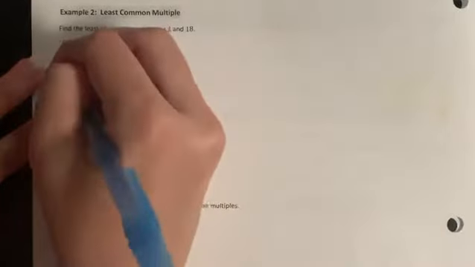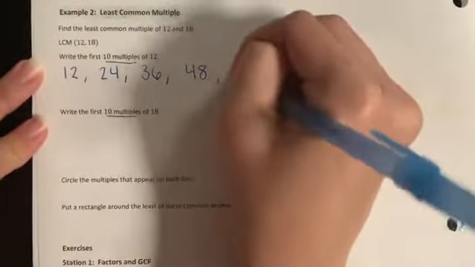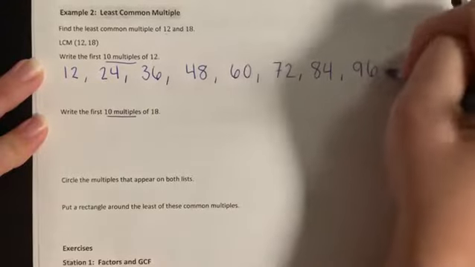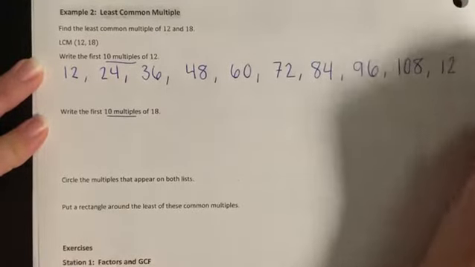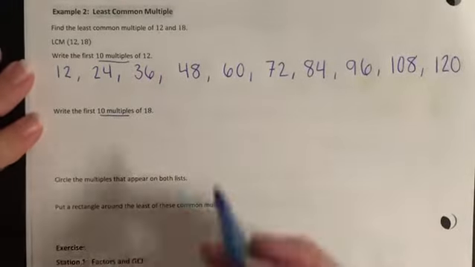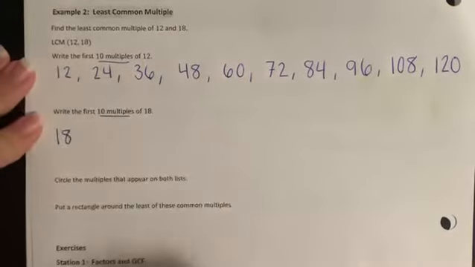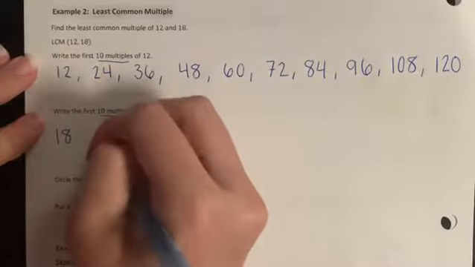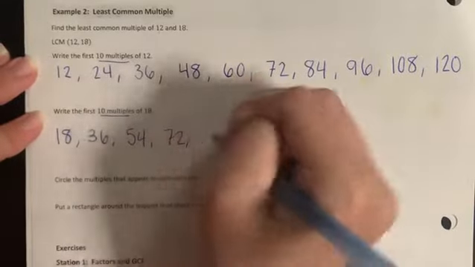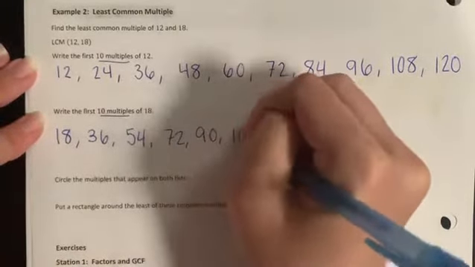12 times 1 is 12. 12 times 2 is 24. 12 times 3 is 36. 12 times 4 is 48. And then they want us to keep listing until we have 10 numbers. 12 times 10 is 120. Now they want us to write out the multiples of 18. All right, 18 times 1 is 18. 18 times 2 is 36. Then 54, 72, 90. I'm going to help you out since we haven't practiced math facts for 18.